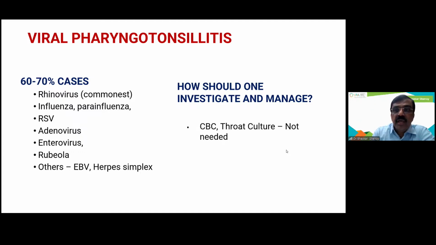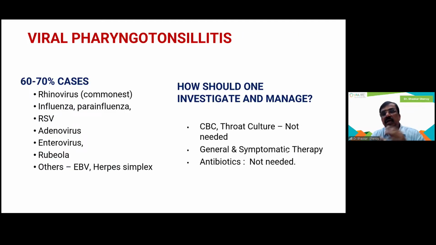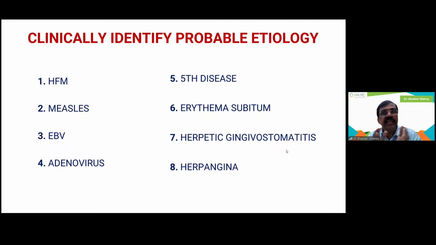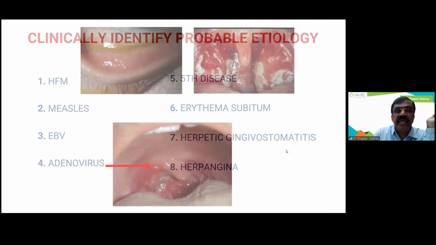Then what should I do? Should we need a CBC? No. Throat culture is routinely not required, and only a general symptomatic treatment. And in these cases, antibiotics are not required. And there are other viral etiologies which you can clinically detect, for example, hand, foot, mouth disease, or measles, or other viral infections. You can always look at the clinical features, look at the throat, look at the lesion, and of course, most often you can diagnose that these are viral, which may not need antibiotics.